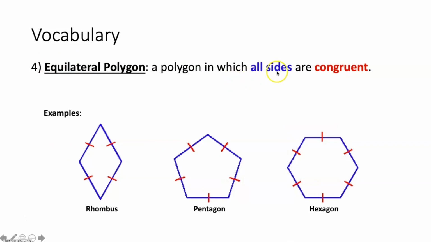Now the next thing we're going to talk about is the equilateral polygon. That's a polygon in which all sides are congruent. So equi means equal, lateral is talking about the sides. So equilateral means equal sides. So we're looking for polygons with congruent sides.